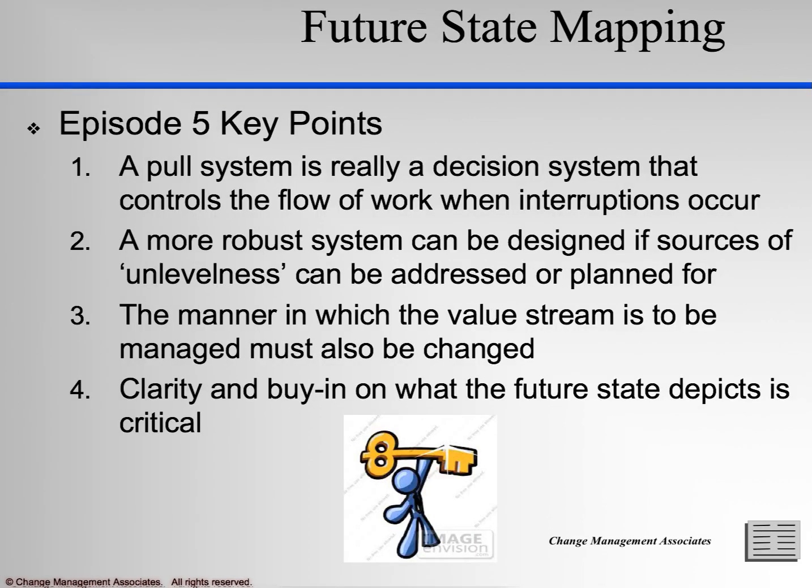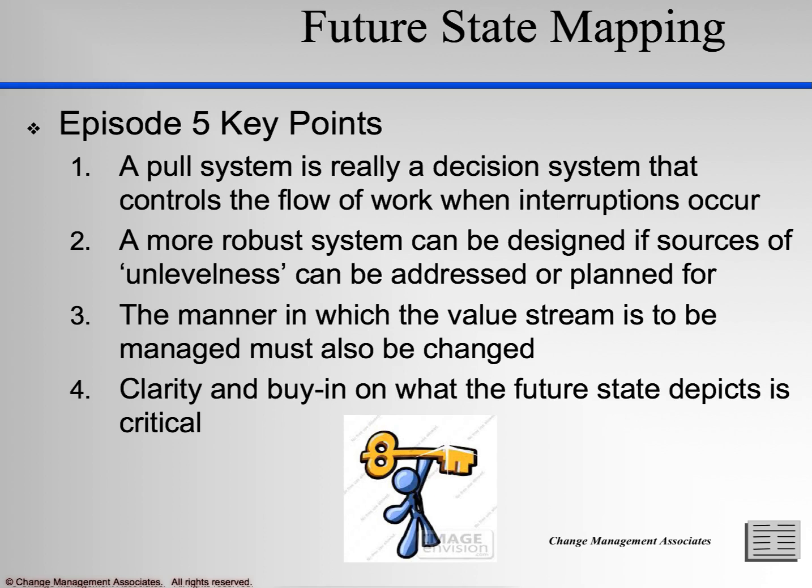This brings episode 5 to a close. To summarize the key points covered, first, a pull system. The concept for which is embedded in one of the future state questions is really just a decision system that helps control the flow of work when interruptions occur. Remember that there are several forms of pull systems: supermarkets and sequential pull.